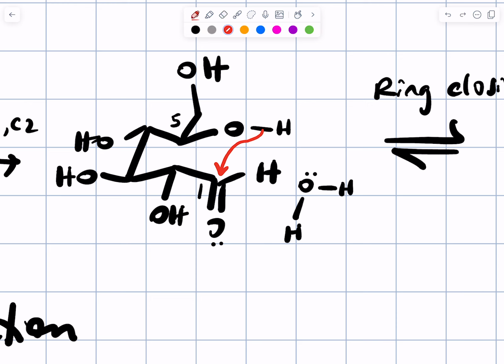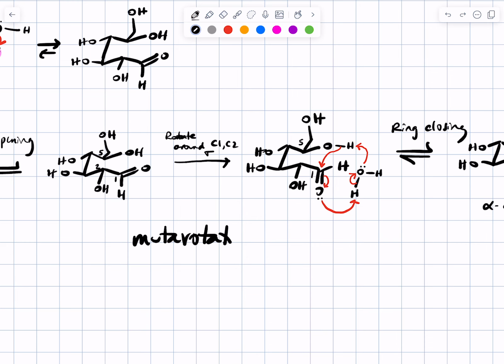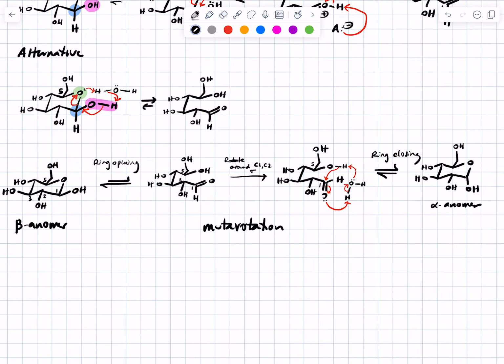They'll show just 3 arrows like that, and that's fine too. Conceptually, that's exactly the same. I kind of like this one because it allows you to at least have a place to begin with lone pairs. But anyway. Okay, mutarotation is interchange of the alpha and the beta anomers.